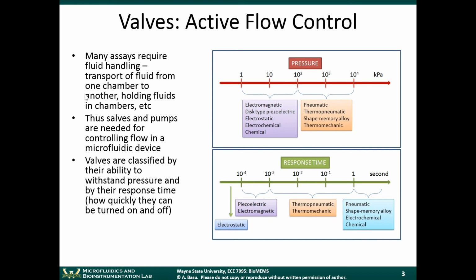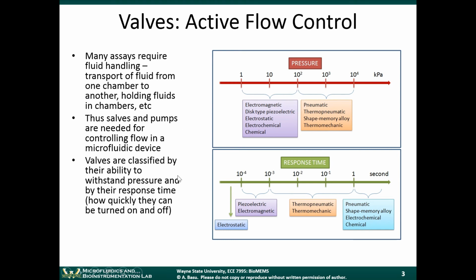In a typical biology lab, you have a person with a pipette that's moving fluids from place to place. You have someone who's drawing your blood, drawing saliva or other bodily fluids for doing biological assays. So that type of flow control needs to be present in a microfluidic device if you want that device to be able to operate on its own. So you need these valves and pumps for controlling flow in a microfluidic device.